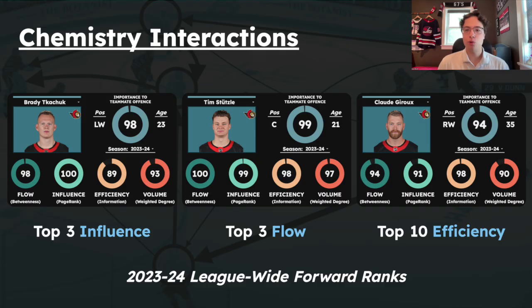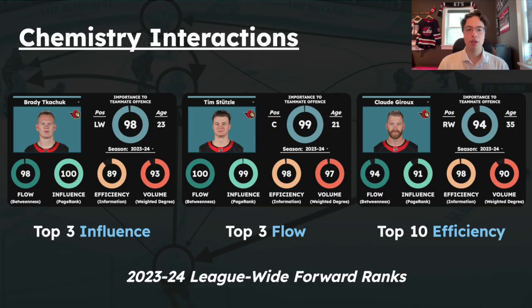Starting at left wing, everyone who knows Brady Tkachuk knows he plays a very specific high danger type of game. So a lot of Ottawa's offense is geared towards giving him a chance in tight, whether that's a tip, rebound, a net jam, general crash and bang towards the net play. So he has a lot of sway over how the offense unfolds, giving him a top 3 influence score.